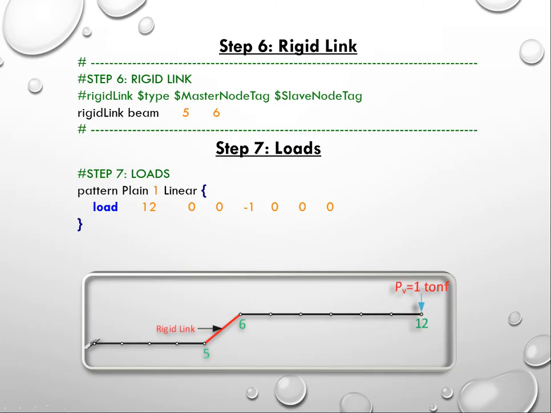Step 6, Construct rigid link. Assign rigid link between node 5 and node 6 to connect the two sections of the beam. Step 7, Apply load. Assign vertical load at the free end, node 12, by plane load pattern. Similarly, we can apply load for any directions.